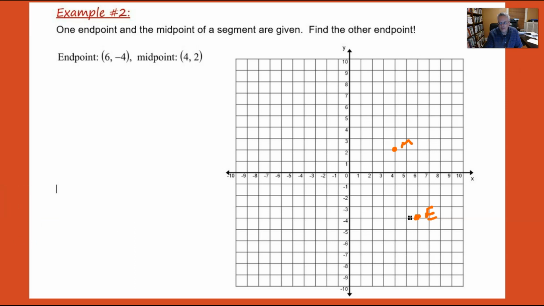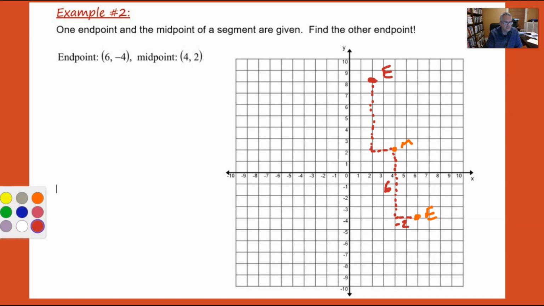So we went, looks like left 2. We went up 1, 2, 3, 4, 5, 6. So we went left 2, up 6. We're going to do the same thing. We go left 2, then up 6. That brings us to the other endpoint, which is right there. So this is the other one.